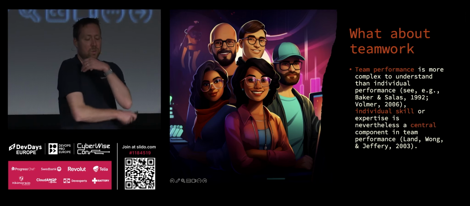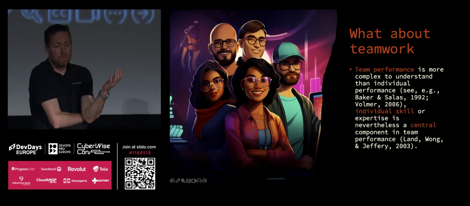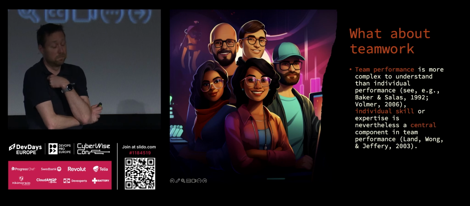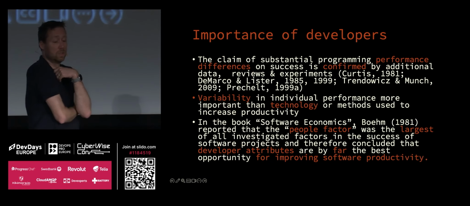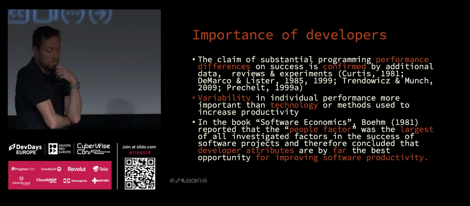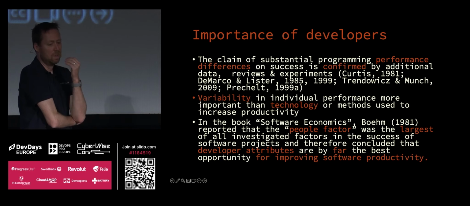But according to Lang, Wong, and Jeffrey, individual skill level of a team member is a central predictor to team performance. Okay. Again, skill is actually very important to say something about the productivity, even inside a team. And there's a bunch of other research mentioned here that basically say the same thing.